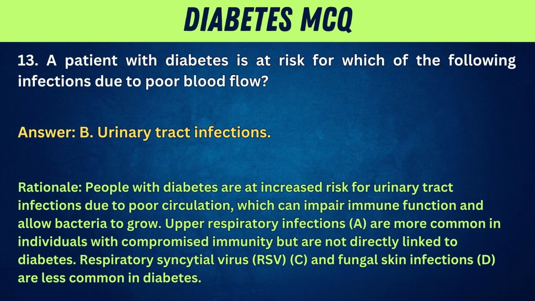Rationale: people with diabetes are at increased risk for urinary tract infections due to poor circulation, which can impair immune function and allow bacteria to grow. Upper respiratory infections, A, are more common in individuals with compromised immunity, but are not directly linked to diabetes. Respiratory syncytial virus, RSV, C, and fungal skin infections, D, are less common in diabetes.